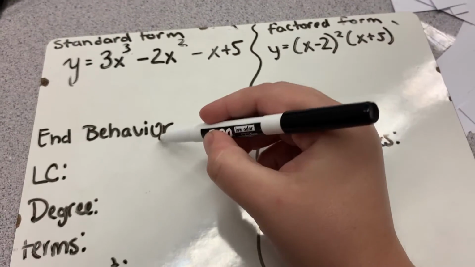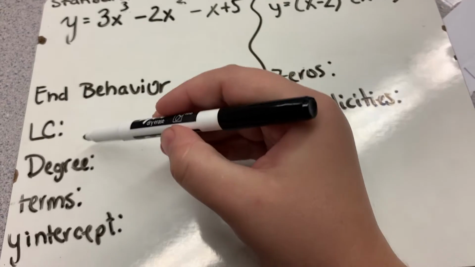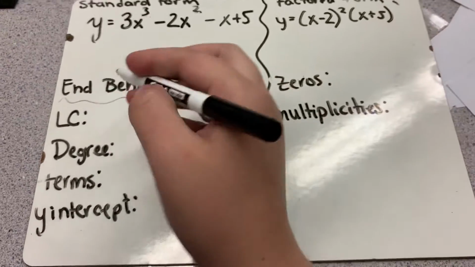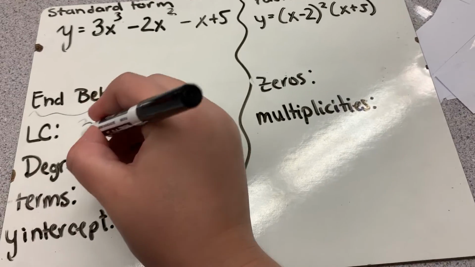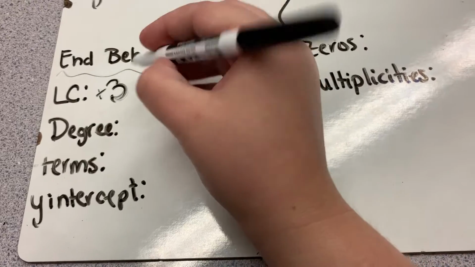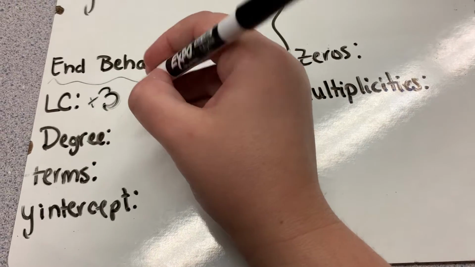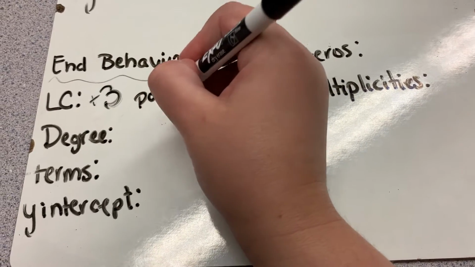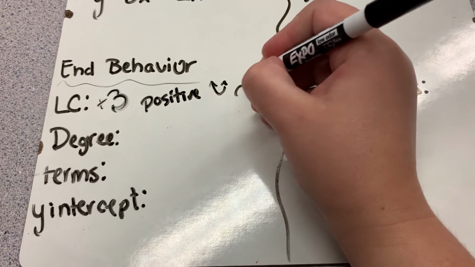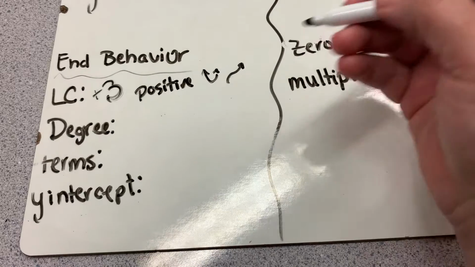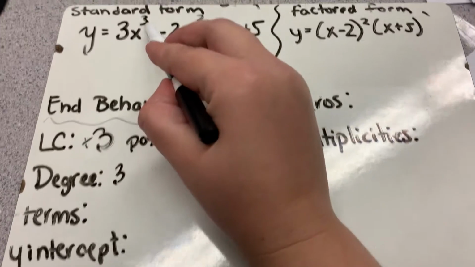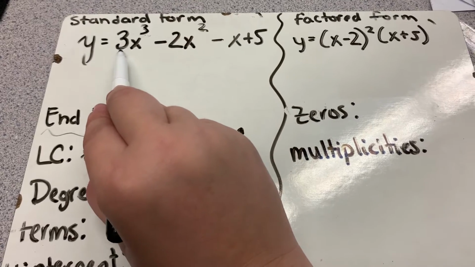I can determine the end behavior from its leading coefficient and degree. The leading coefficient is positive 3, which means that this graph is going to have positive end behavior. It's either going to look like this or like this. It is going to be positive. The degree is 3. This is the degree. This is the leading coefficient.